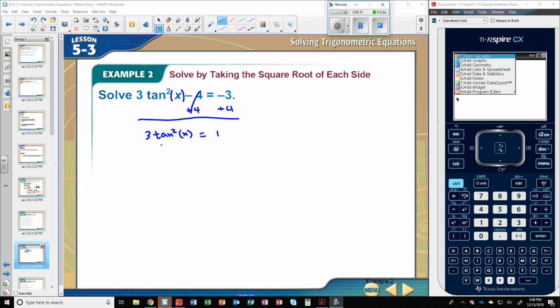Now I'll divide by 3. And so we have that tangent squared x equals 1/3. Now, when you have tangent squared, we can do a few things. That would be a Pythagorean identity, but that's not what I'm going to do. I'm going to take the square root. Now, whenever we take a square root that's not originally there, we need to add a plus or minus. So, technically speaking, this would be positive or negative 1/3. So, we're left with tangent of x equals plus or minus the square root of 1/3.